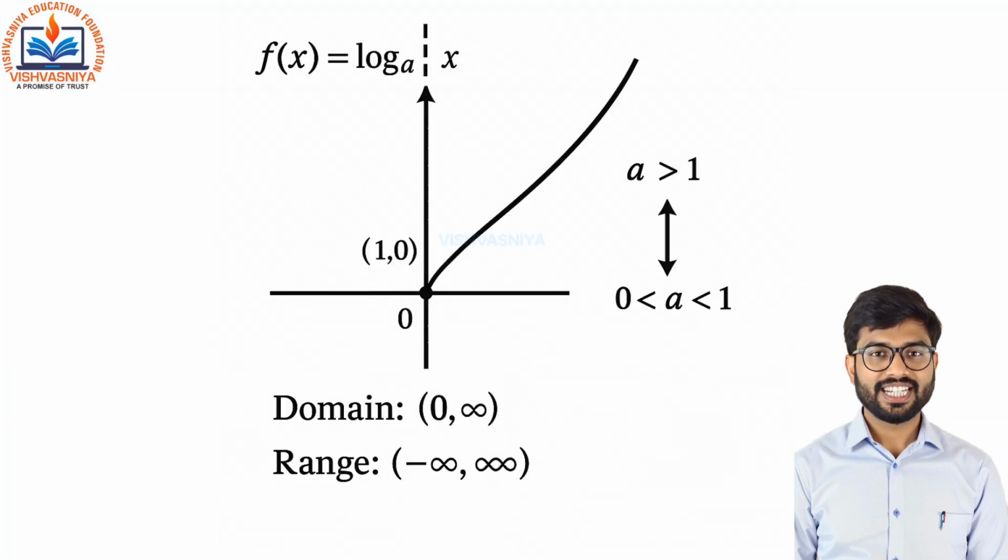Domain, range and graph. For a logarithmic function f(x) equal to log base a of x, the domain is 0 to infinity and the range is minus infinity to plus infinity. The graph passes through the point (1, 0) and has a vertical asymptote at x equal to 0. It increases if a is greater than 1 and decreases if a is greater than 0 and less than 1.